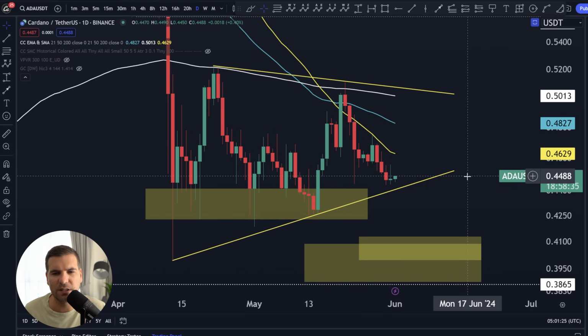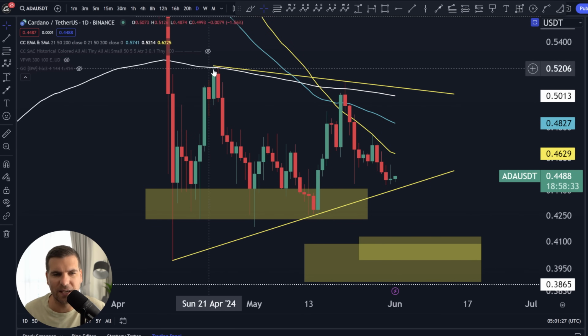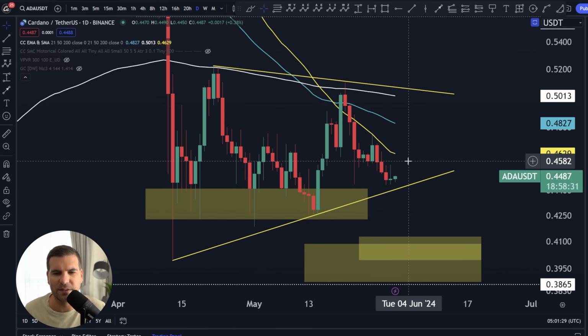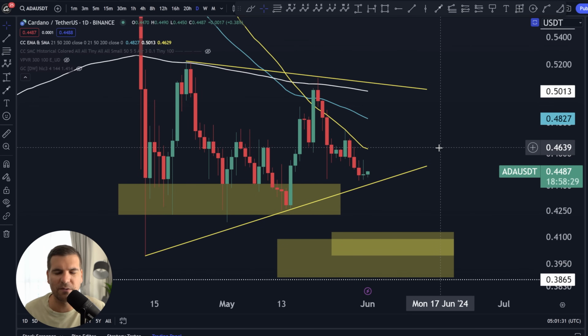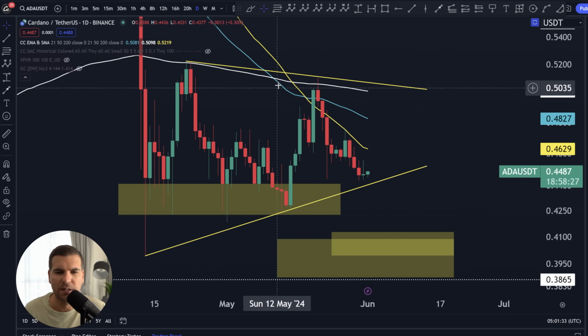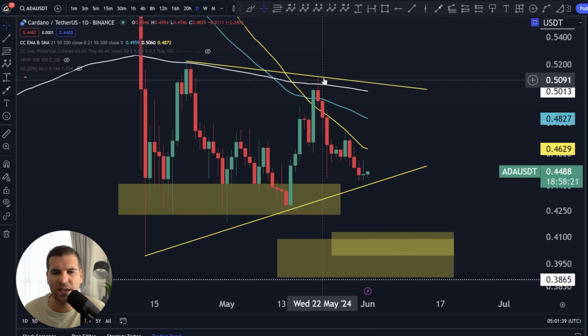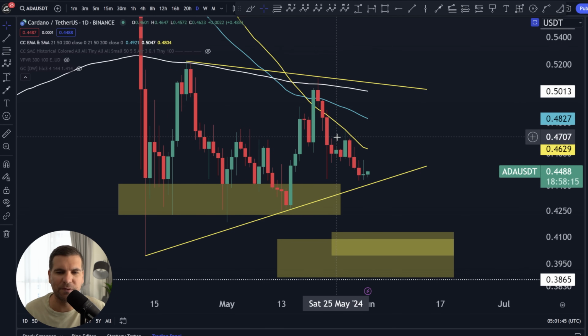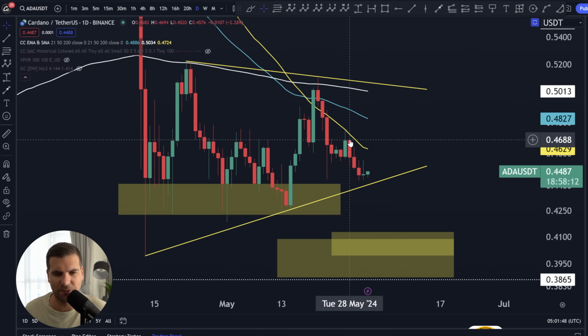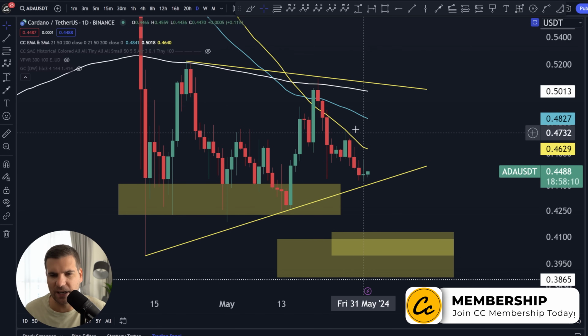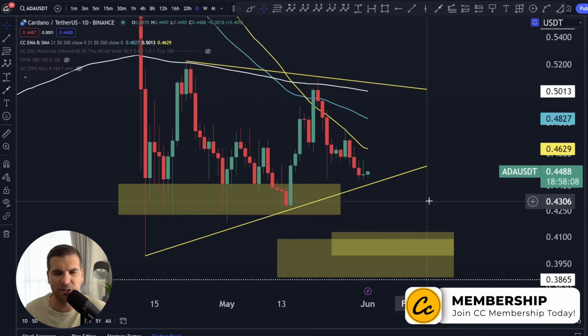Throw on our EMAs and our SMAs before we go into smart money concepts. You can see here that we do have some bearish movements on Cardano. We are lower than its 200-day EMA, which most recently saw rejection on the 21st of May. We lost the 50 EMA the same day, and then of course we've lost the 50 simple moving average, which was retested on the 27th of May, being rejection, and obviously seeing further slippage to the downside.